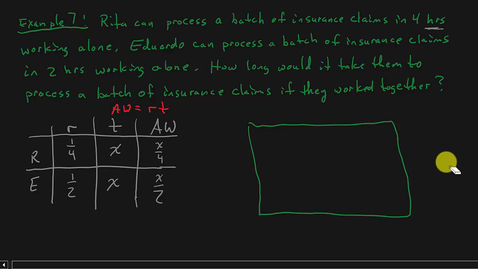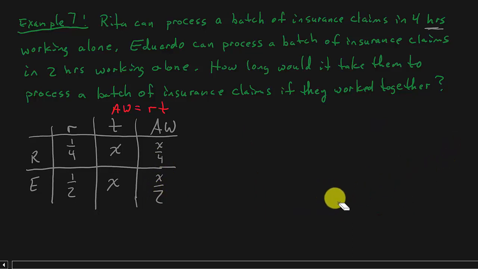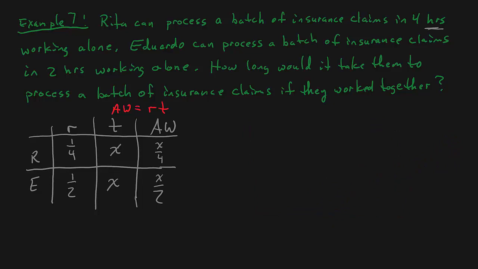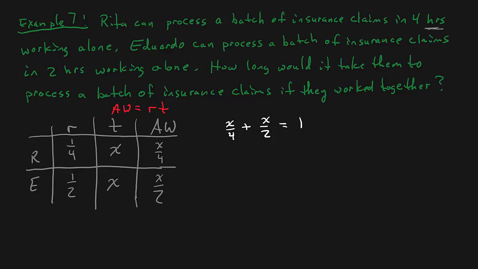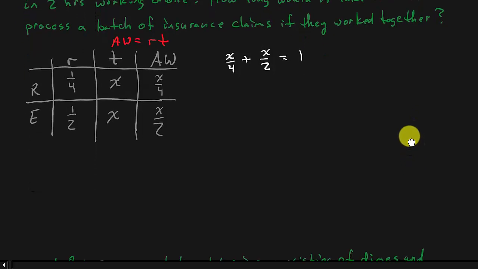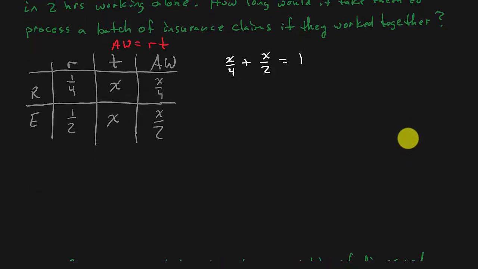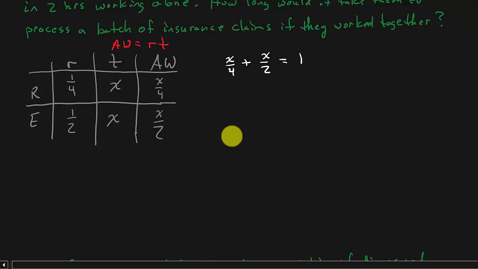All right. So what I'm going to do here is go ahead and write down our equation. I'm going to write it down, and then I'm going to explain to you how we got it. After I write it down, pause the video and see if you can figure out how I came up with it. So our equation would be X over 4 plus X over 2 equals 1. Pause the video and see if you can figure out how I got that. All right, so let's look and see how we came up with that. How did I get the 1?